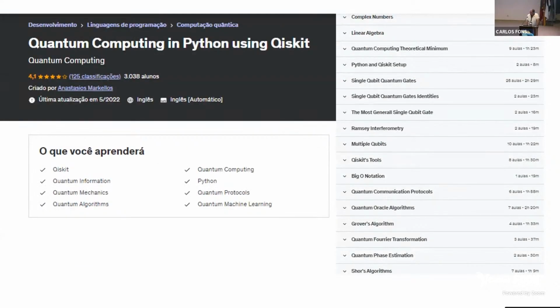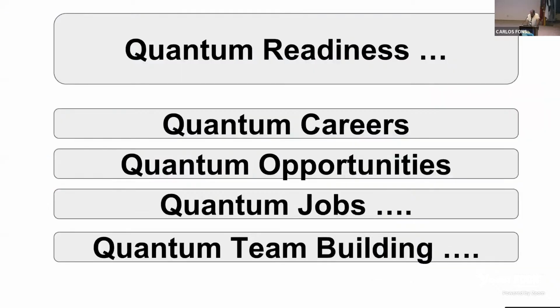A lot of simple courses are being put in action. This is one from Udemy, quantum computing in Python using Qiskit, and you can see different terms such as operations with single and multiple qubits, big O notations, communication protocols, Oracle algorithms, and the most important algorithms, since Grover and Shor.